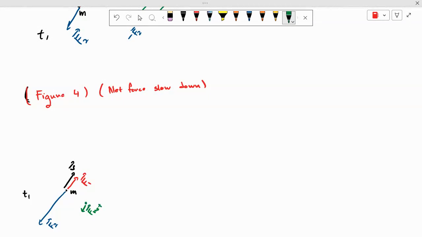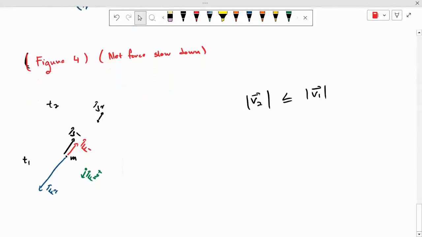And at a later time, T2, we will have a smaller V2. So in this case, V2 will be less than V1. Any questions? Okay, moving on.